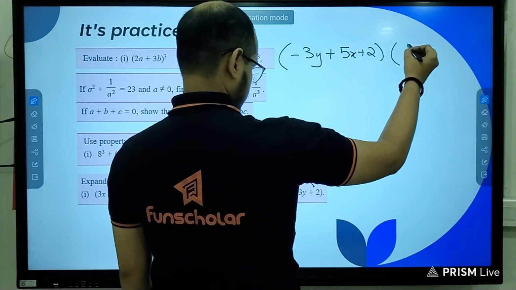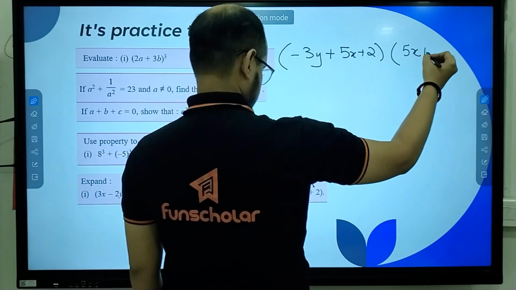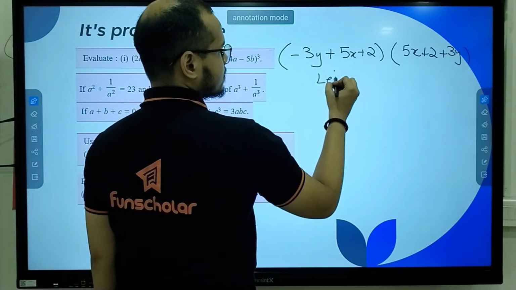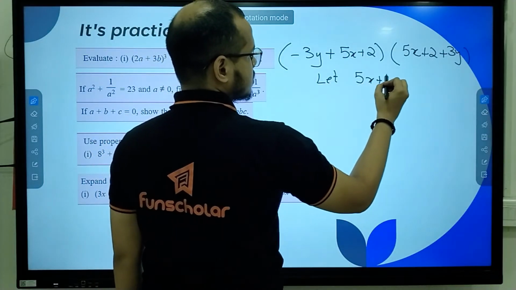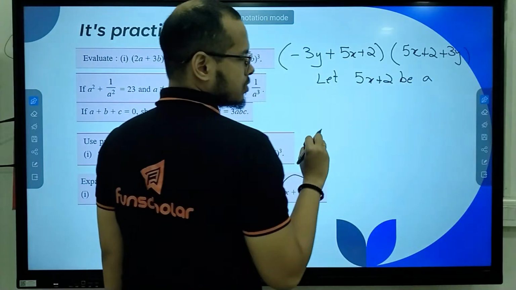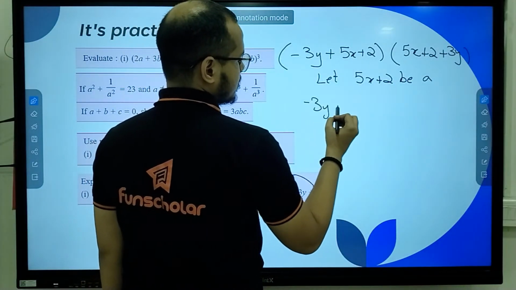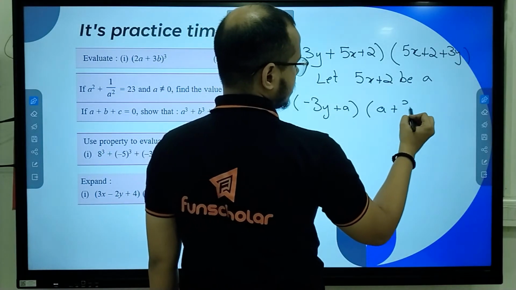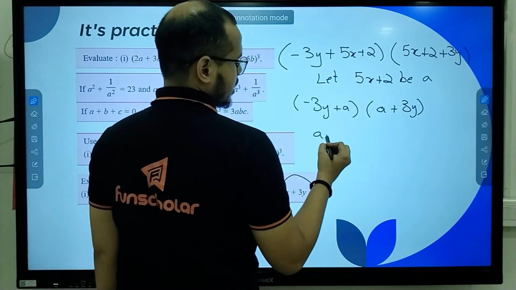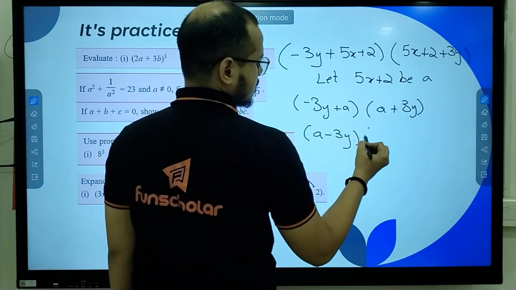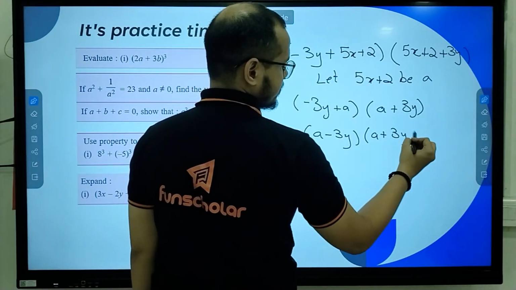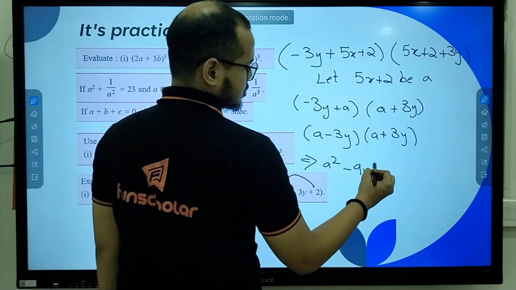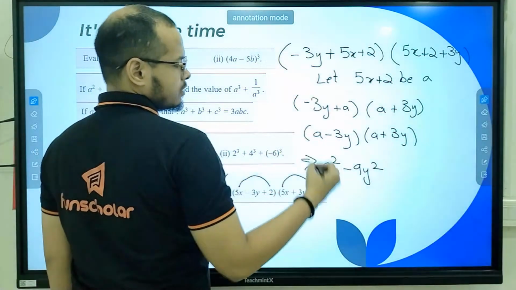and 5x plus 2 plus 3y. Let 5x plus 2 be a. So minus 3y plus a into a plus 3y. So here a minus 3y and here a plus 3y. So here it will be a square minus 9y square. Okay, now we'll put the value of a back.